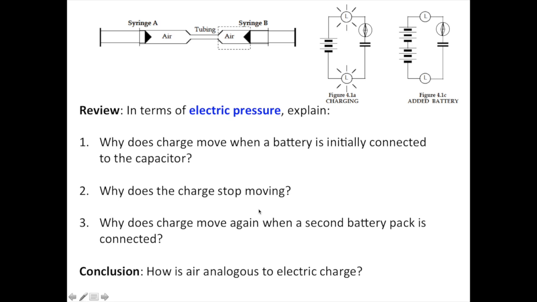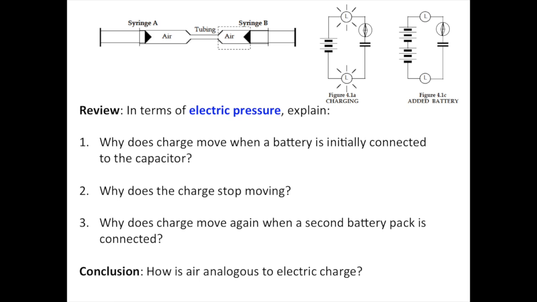Question 3, why does charge move again when a second battery pack is connected? When we add a second battery pack, we are now increasing the pressure at the location of the battery. So now you have extra high pressure pushing towards the capacitor, and the capacitor is pushing back, but not as much as this new stronger battery is pushing towards it. And so because of that difference in pressure, you're going to have charge move again towards the top capacitor plate.